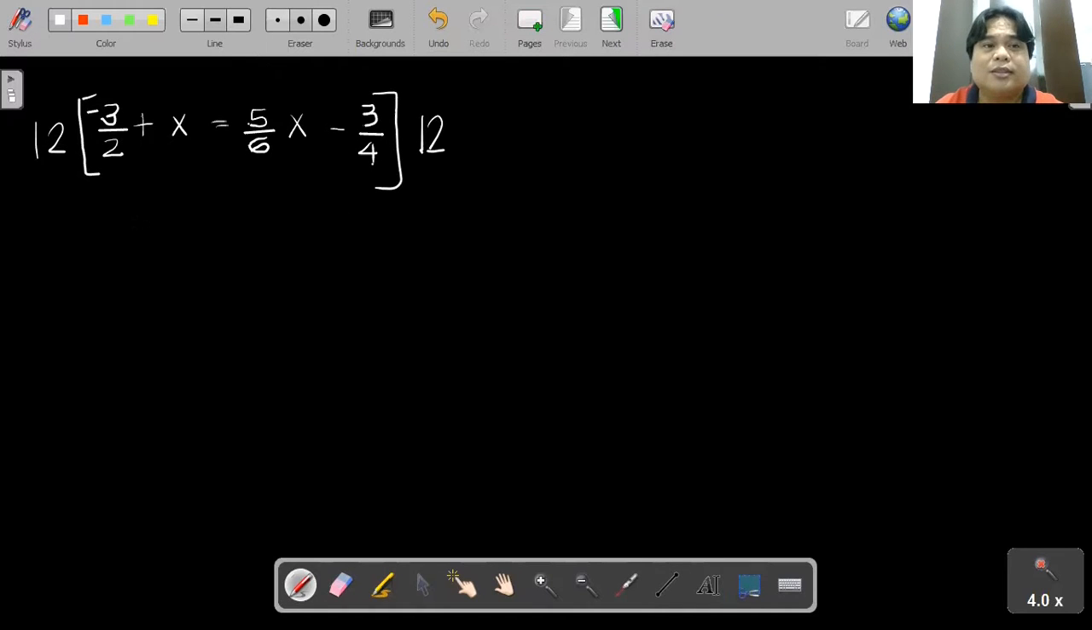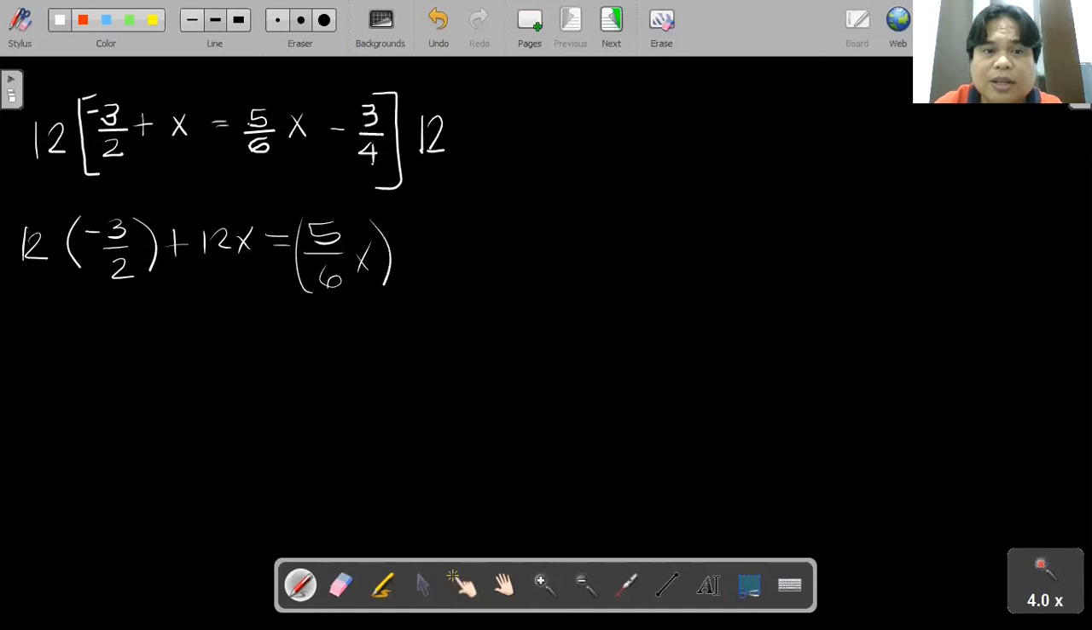The next thing to do now is distribute the 12 to all the terms inside the parentheses. So this now becomes 12 times negative 3/2, plus 12x, is equal to 5/6x multiplied by 12, and then minus 3/4 multiplied by 12.